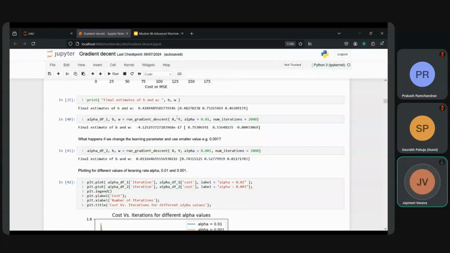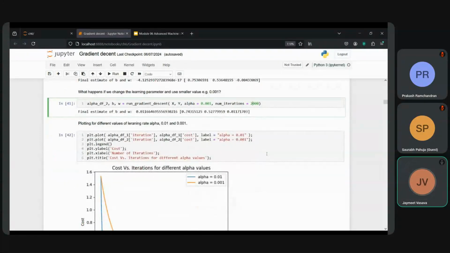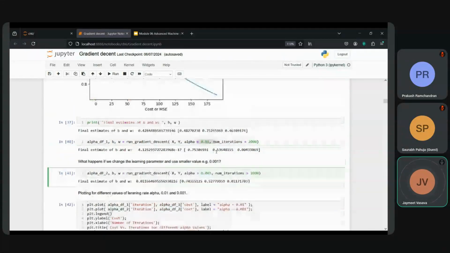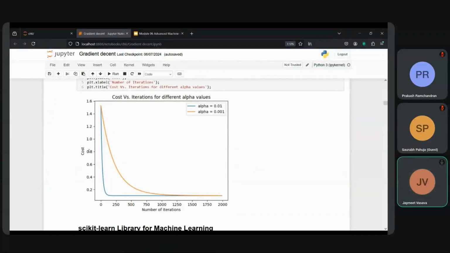Next, we tried it with a learning rate of 0.01 and the number of iterations of 2000. The same goes for a learning rate of 0.001 and the number of iterations of 2000. So when we compare these values of different learning rates, but the same number of iterations, this is the graph that we got. And you can see why we chose to go for an alpha value of 0.01, as it learns quickly, as it minimizes the cost quickly compared to the learning rate of 0.001.